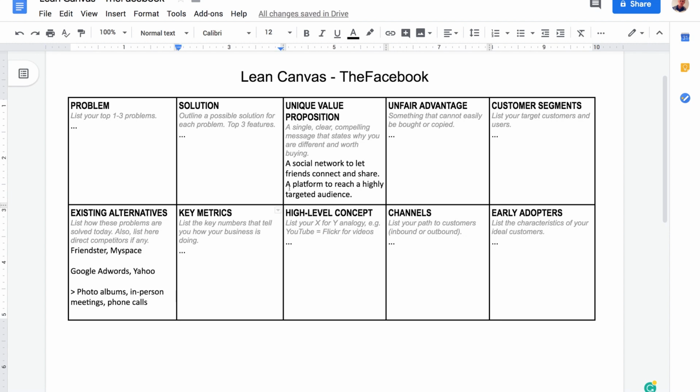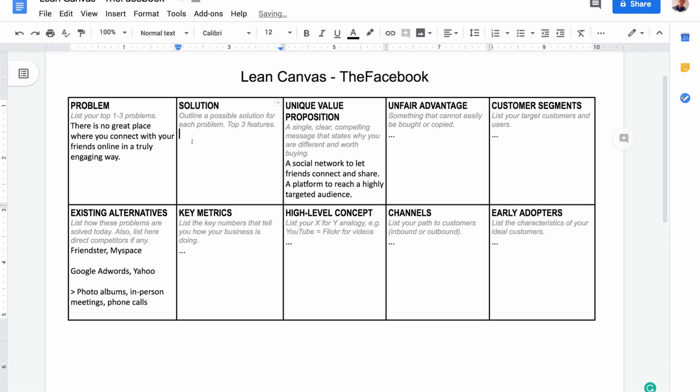The problem block. So as you can see, at that time, there was no great place online where friends can connect and share in a truly engaging way. So let me put this as a main problem on our canvas here. There is no great place where you connect with your friends online in a truly engaging way.